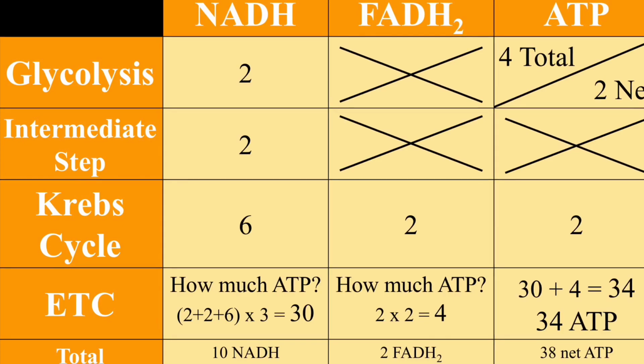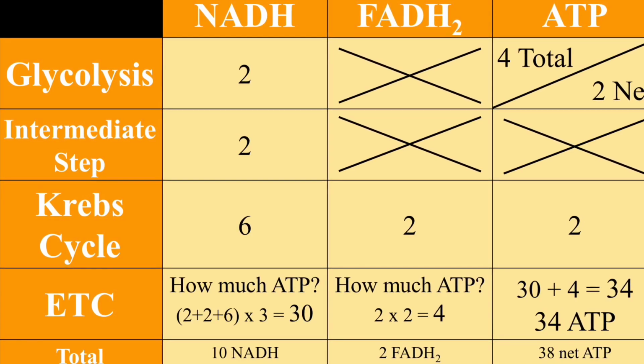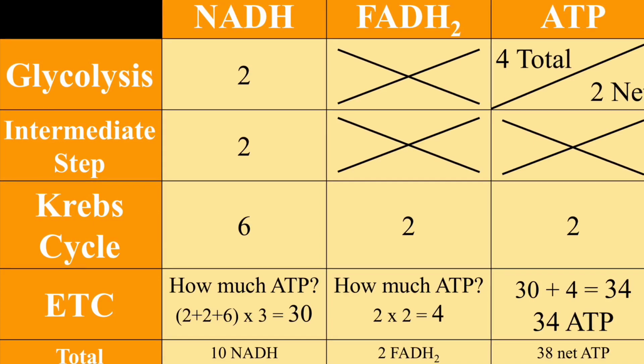2 net ATP was made during glycolysis, as during the Krebs cycle. Since GTP and ATP have the same amount of energy, they can be classified as the same for our purposes. From the ETC's ATP synthase, 34 ATP was made. In total, 38 net ATP was made during cellular respiration.